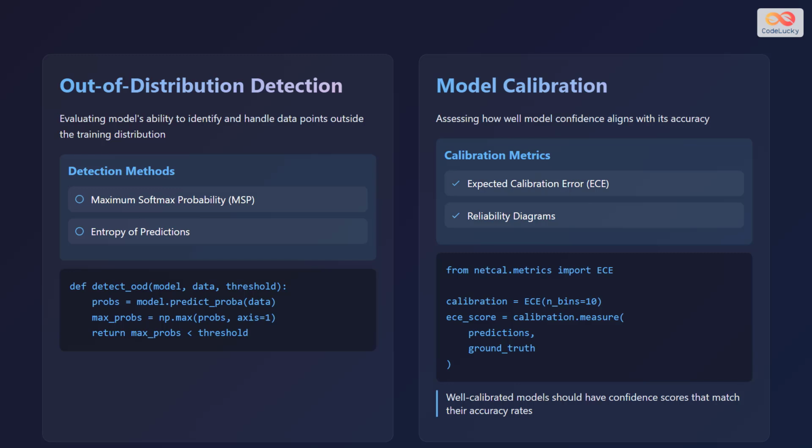Now let's discuss model calibration. Model calibration assesses how well model confidence aligns with its accuracy. We have various calibration metrics: expected calibration error, also called ECE, and reliability diagrams.